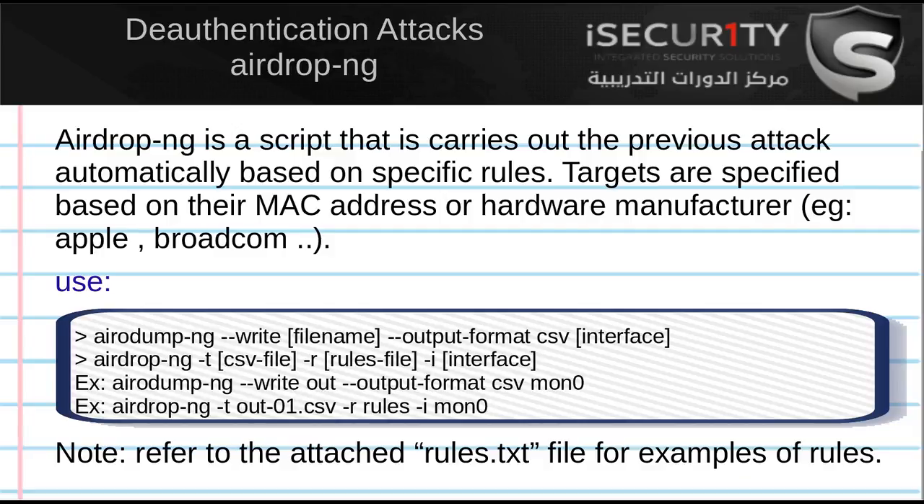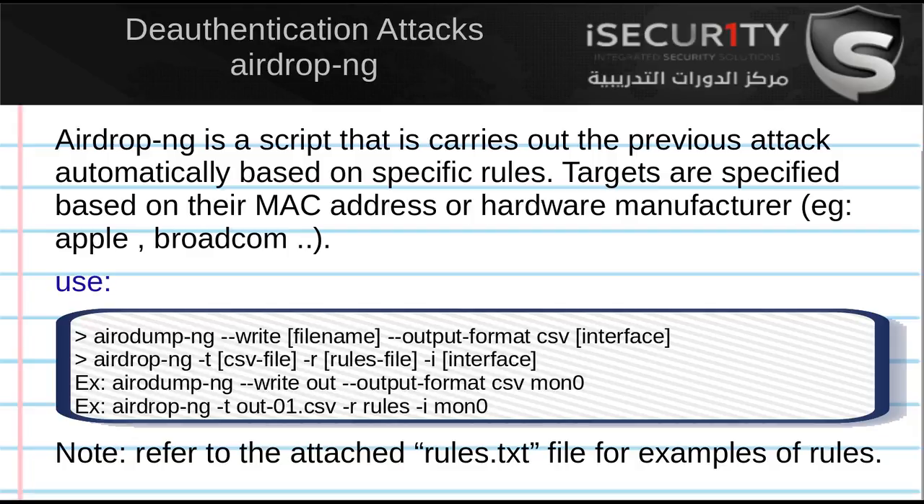Now we're completely ready to use airodrop-ng. We've installed it first and then we have our rules file ready. All we have to do is just fire it up. Now to fire airodrop-ng up and to use it, we're going to need to use a template file that has all the networks and all the devices that are connected to these networks.